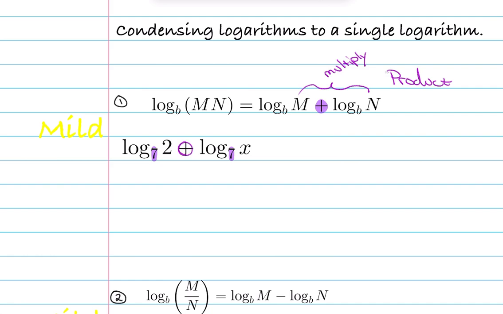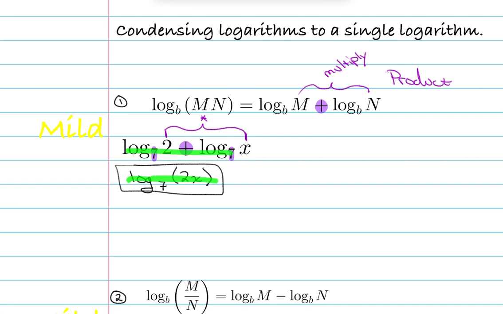I have an addition sign. That means I am going to take this logarithm argument, and I'm going to take this argument, and I'm going to multiply them together. In the end, I'm going to end up with log base 7, base stays the same, do not multiply your bases, of 2 times x. And I'm done. I combined both of these logarithms into one. The addition sign is your red flag to multiply your arguments.